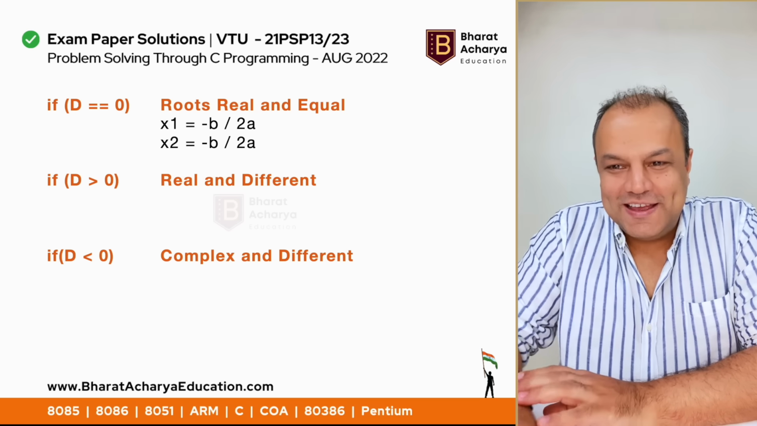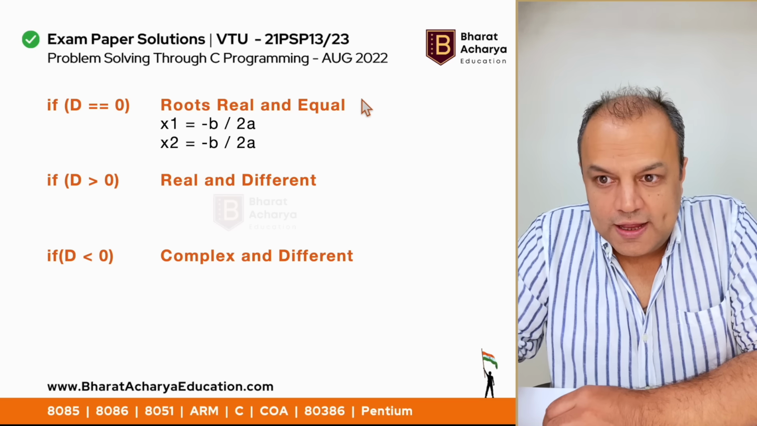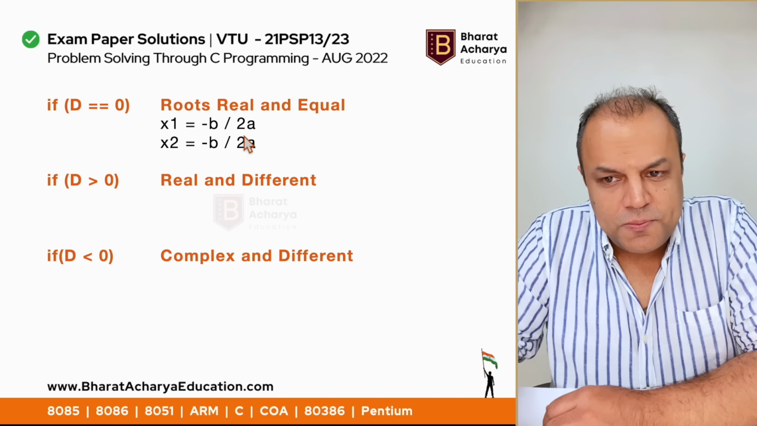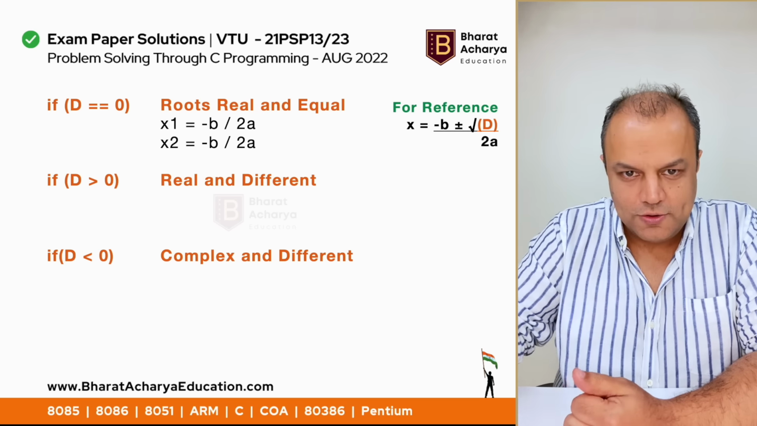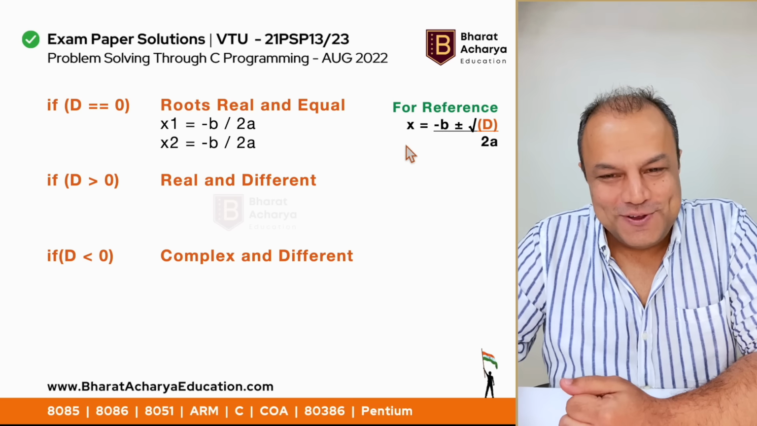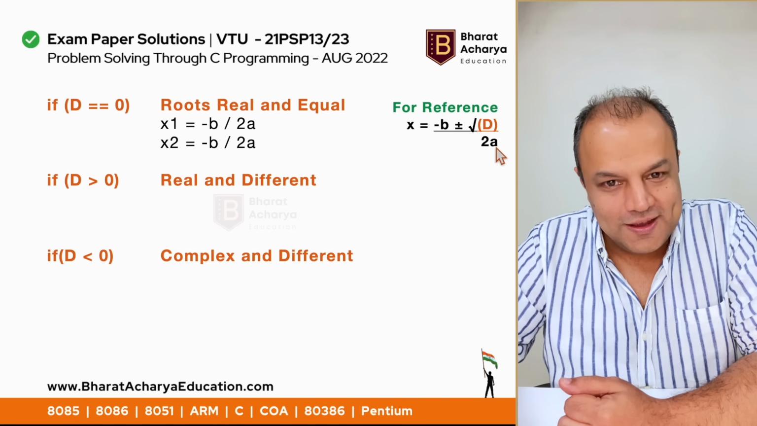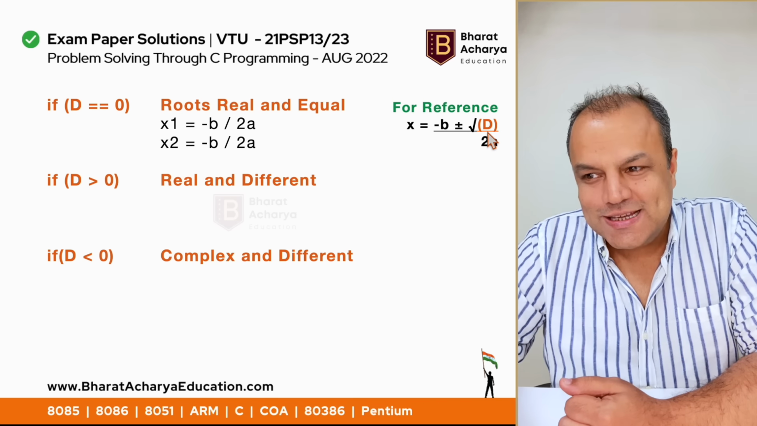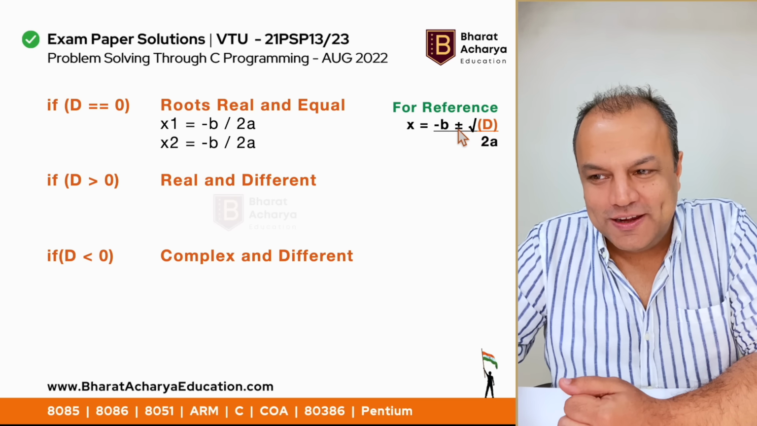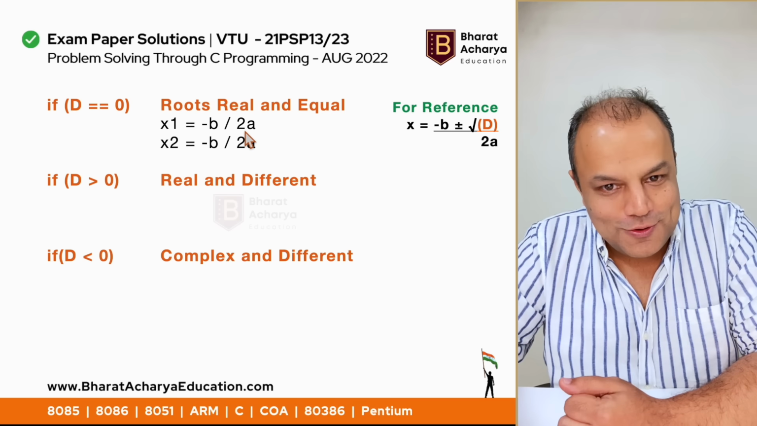There are three possible cases. If D is 0, the roots are real and equal, and it's simply minus b upon 2a. How did I get that? I know you've forgotten. Don't need to go 10 seconds back. Look here, I've done it for you. For your reference, I've put that statement again: minus b plus minus square root of D, the whole thing upon 2a. So since D is 0, this factor is eliminated. There's no question of plus minus. It's basically minus b upon 2a. Now, you got it?